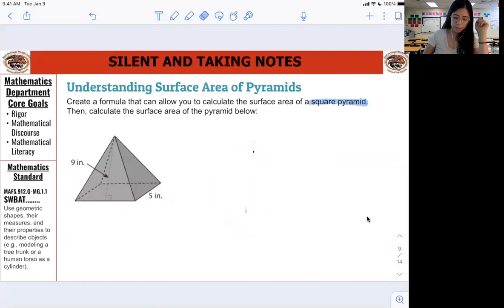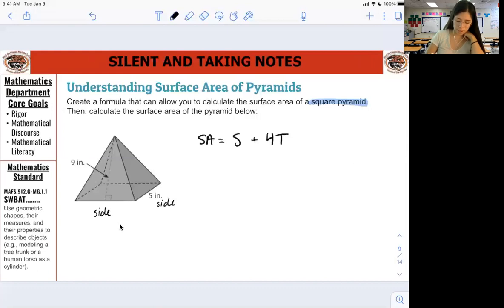So the formula would be, we have one square. So the square, and then we have 4 triangles and they're all the same. So 4 times the triangle. Now, if we call these S, these are all sides. And then 9 is my height. What would be the area of the square?